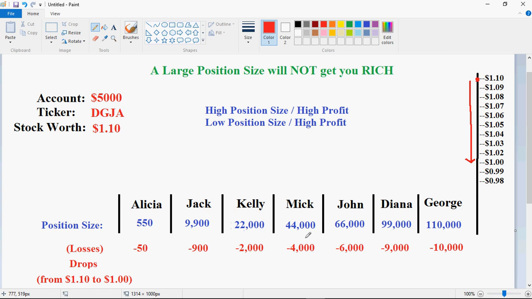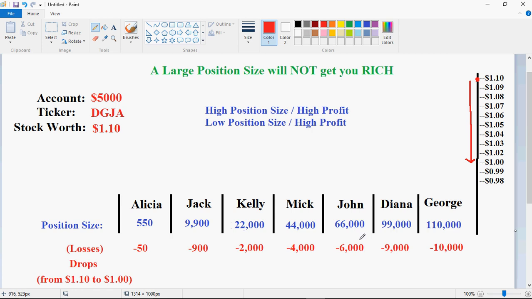Check this out. Look at Mick. Mick, even worse. He's thinking high position size, I can get rich, rich, rich. No, if it goes in the opposite direction, just 10 cents, you done lose practically your whole account. You only got 1,000 left.